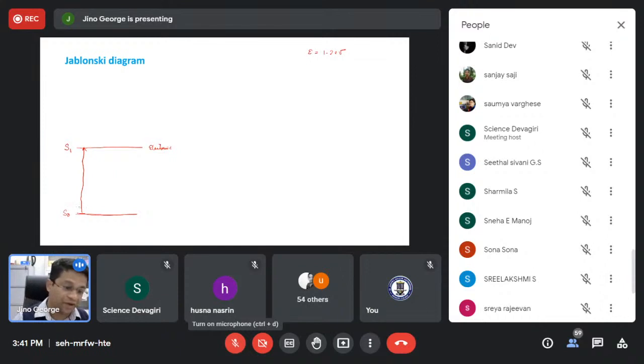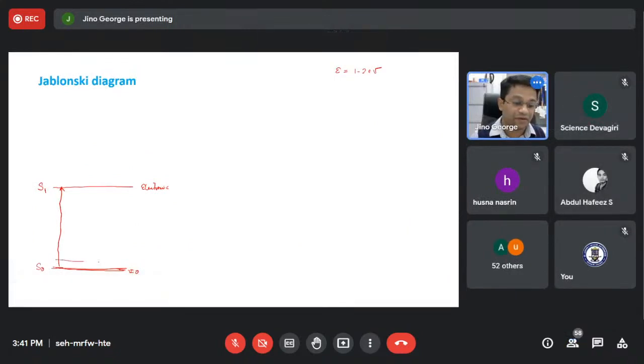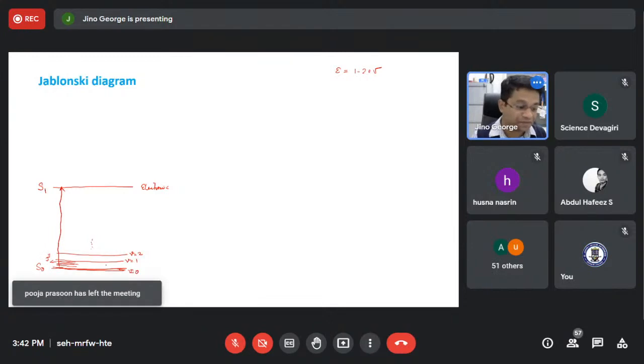Then you have vibration levels. I have the common vibration level here, V equals 0, then V equals 1, then V equals 2, etc. Similarly, in each of these vibration levels, I have rotational states, small energy levels here. These are called J levels. You can call them J double dash or J dash, whatever. These are rotational levels, and it goes on like that.